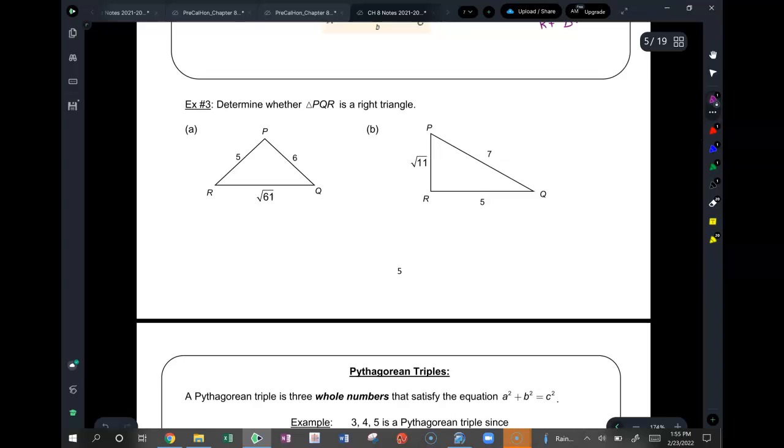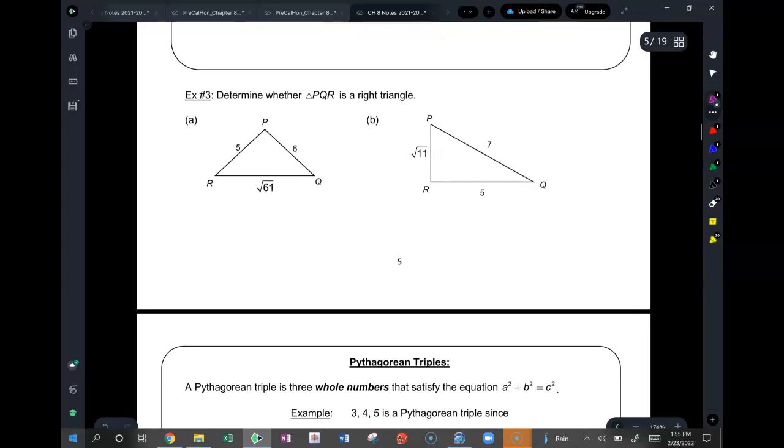Okay, so let's see if PQR is a right triangle. Without the right angle anywhere, how do you know which one C is?